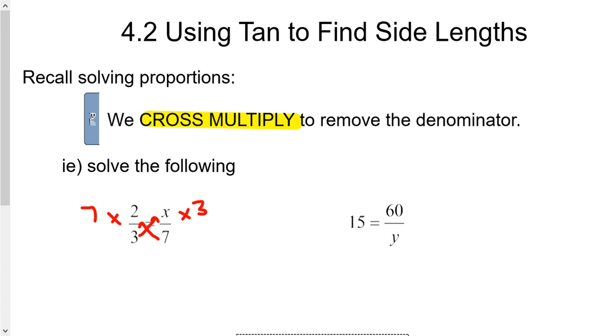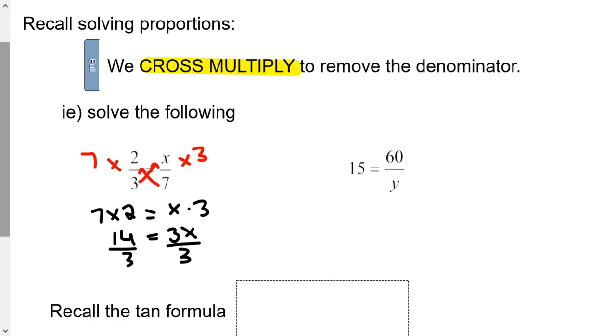What I have left on the left side is now 7 times 2. On the right side, I have x times 3. I get a 14 on the left side and a 3x on the right side. I divide both sides by 3, and that tells me that x is 14/3. We can leave it as a fraction. If we really want, we can turn that into a decimal, and 14/3 is 4.6 repeating. So 2/3 is the same as 4.6 sevenths.